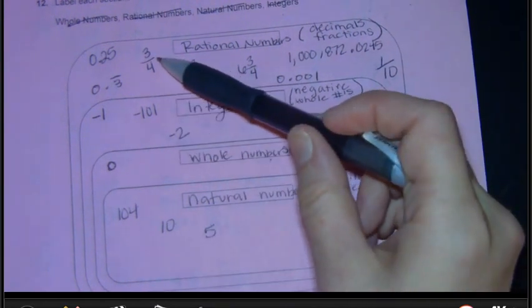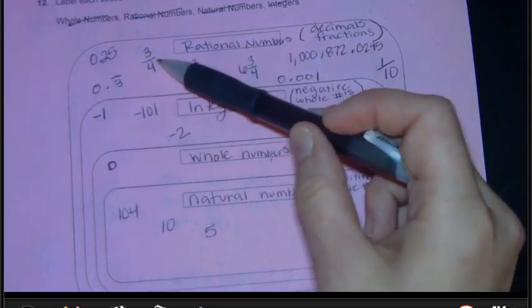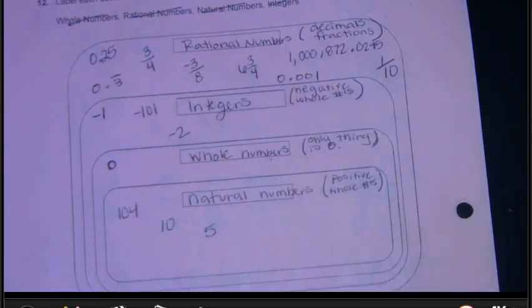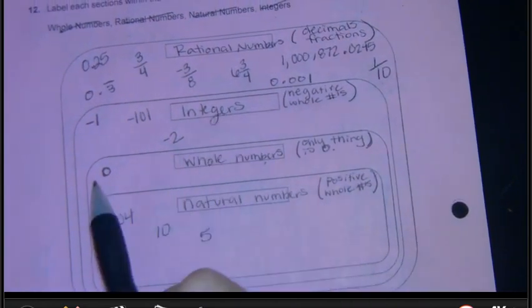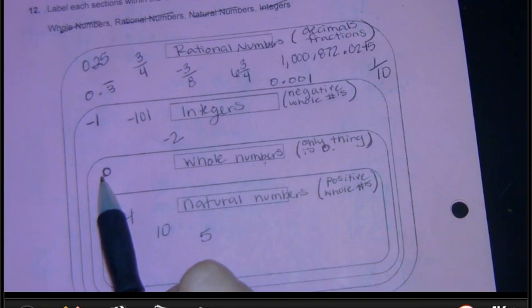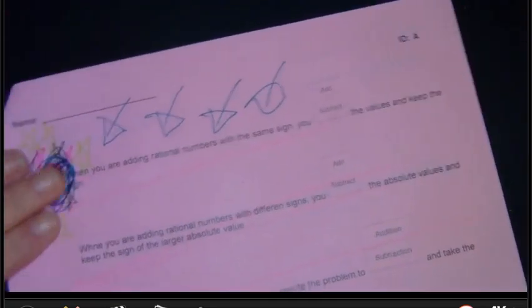Now, if you were asked, is 3 over 4 an integer? You would have to say no because 3 over 4 is a rational number. Same concept. Is 0 an integer? Yes, 0 is technically an integer because it's on the inside of your integers. All right, number 14. Sorry, I was kind of messing around with my class.